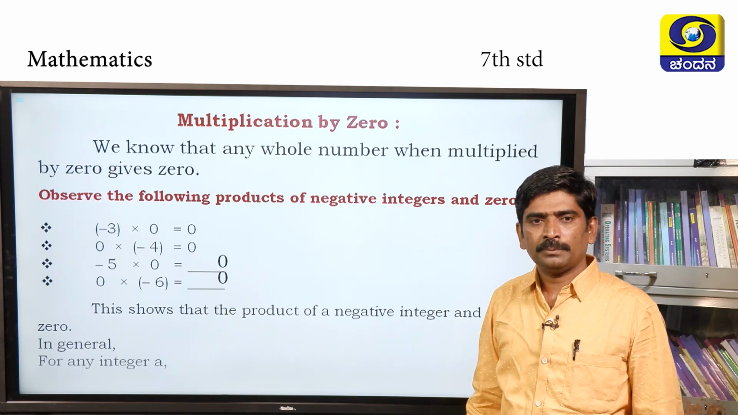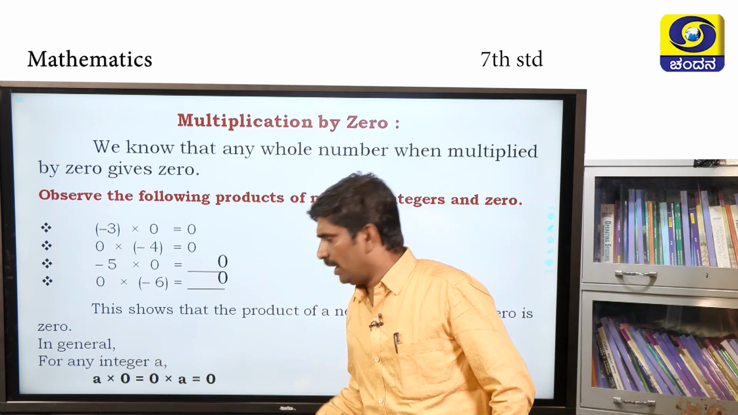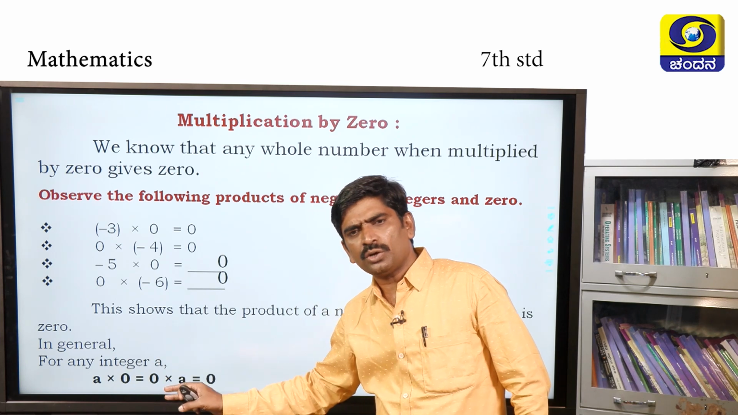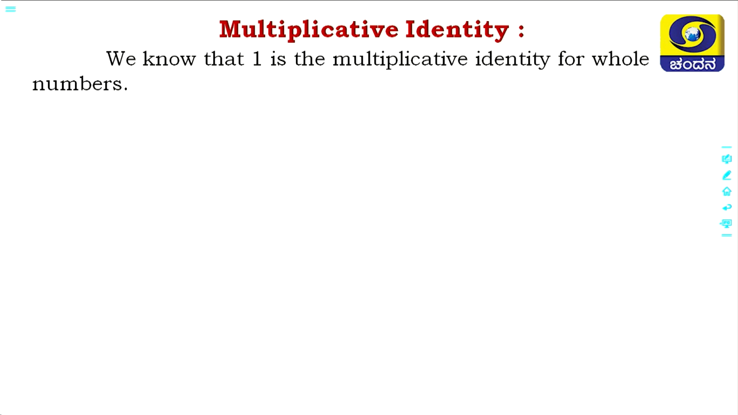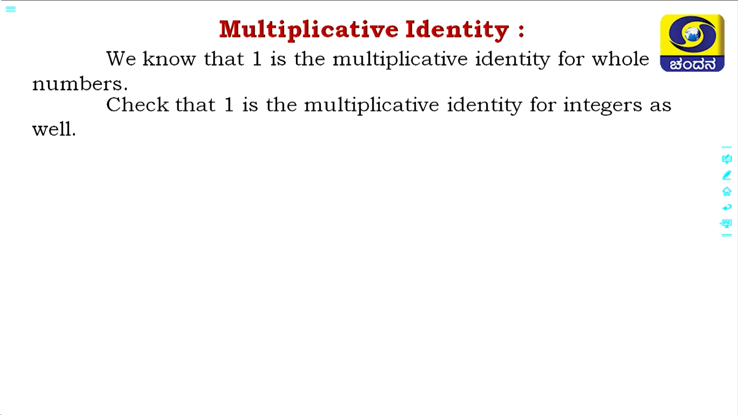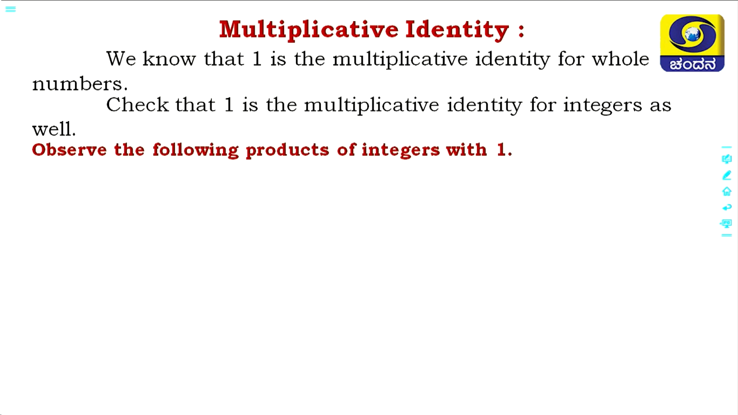In general, for any integer a, a into 0 is equal to 0 into a, that is equal to 0. Multiplicative identity. We know that 1 is the multiplicative identity for whole numbers. Check that 1 is the multiplicative identity for integers as well. Observe the following products of integers with 1.